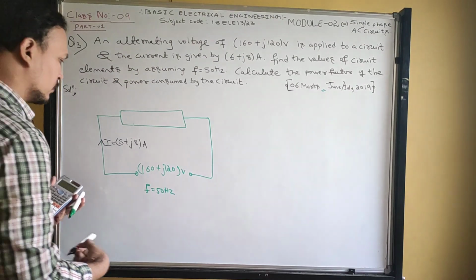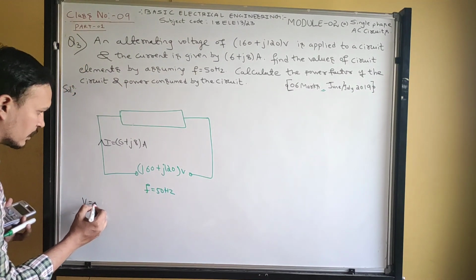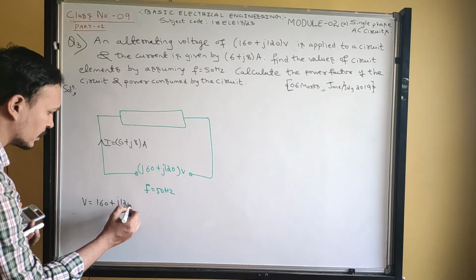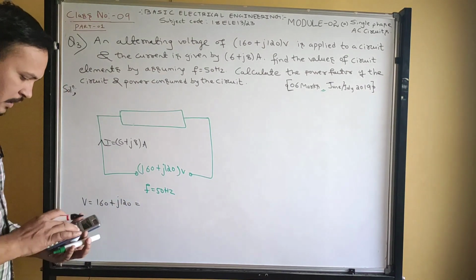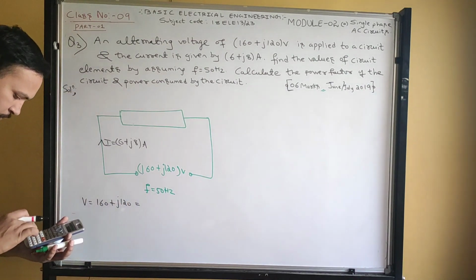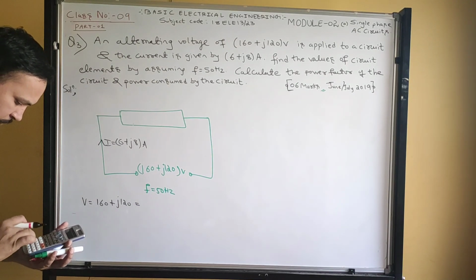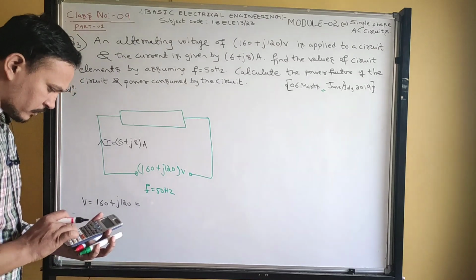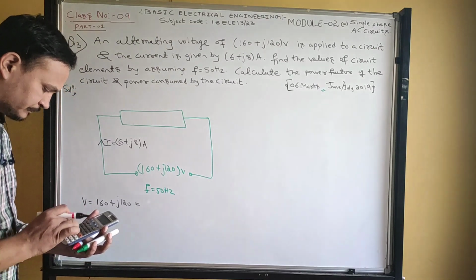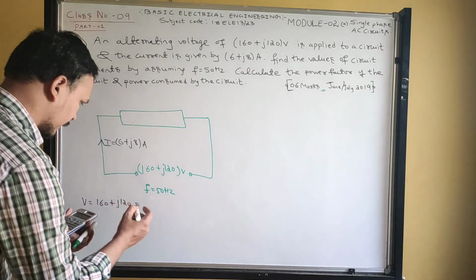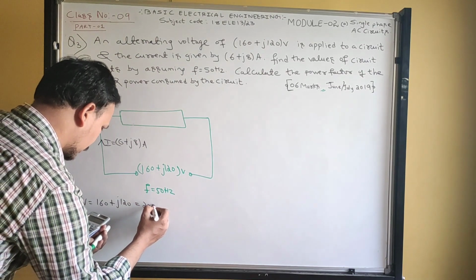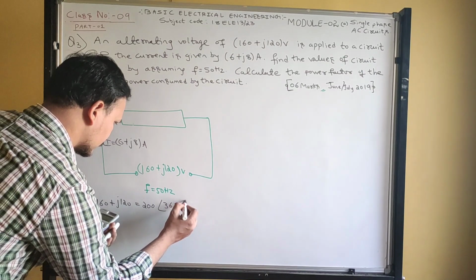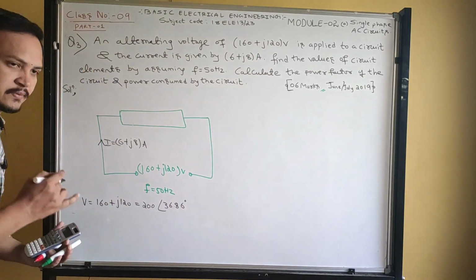See, first you convert the voltage they have given into polar form. 160 plus j120, you convert into polar form. So after converting into polar form, we get 200 at an angle of 36.86 degrees. So this much voltage we got.